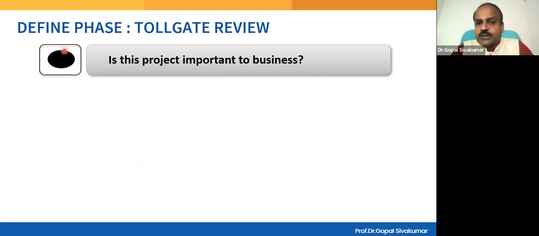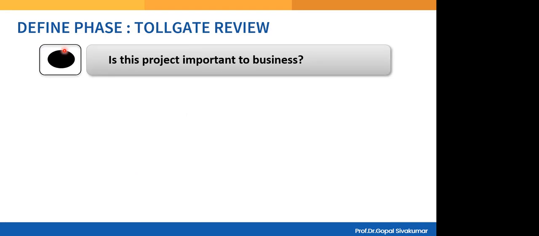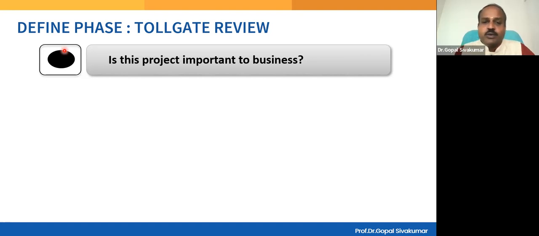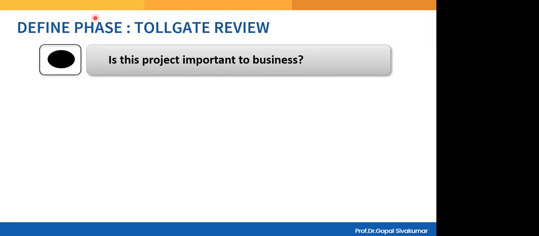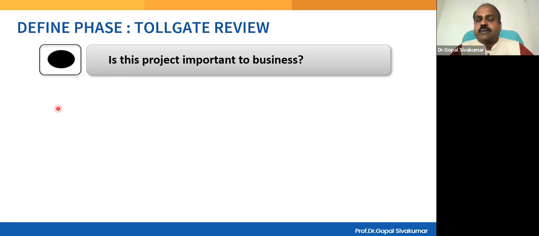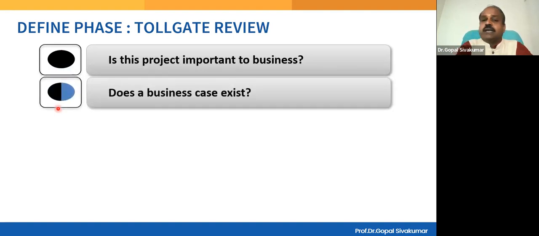You are trying to solve a problem. You have made a proposal. The first question that will be asked is, is this project important to business? So how is this connected to the organization's objective? This is called goal alignment. Your project goal should be connected to the organization's goal. If you are not able to convince on the goal alignment, even though your project is a good proposal, it may not be approved, right? That's one point.